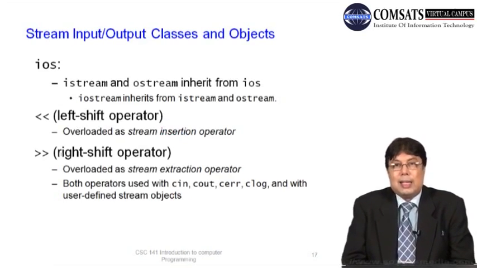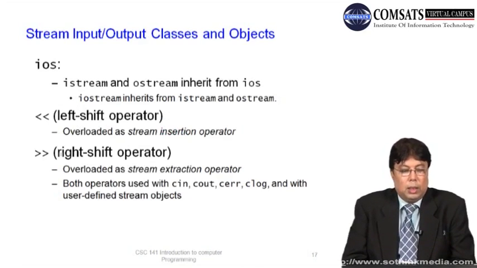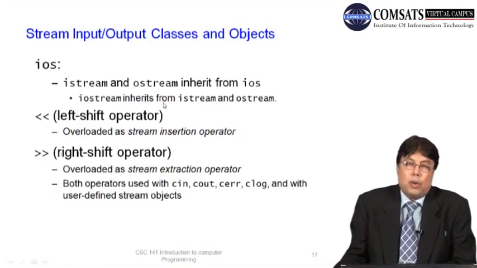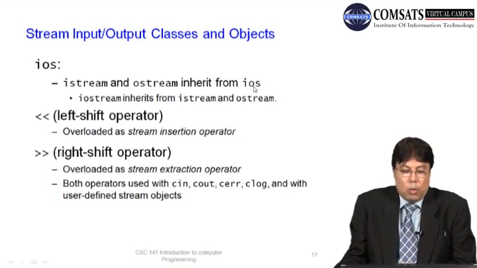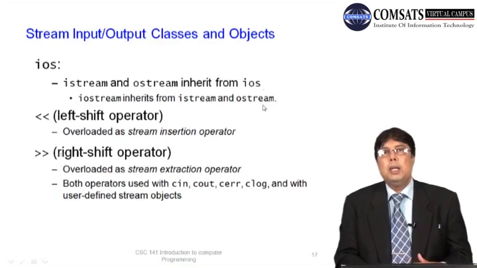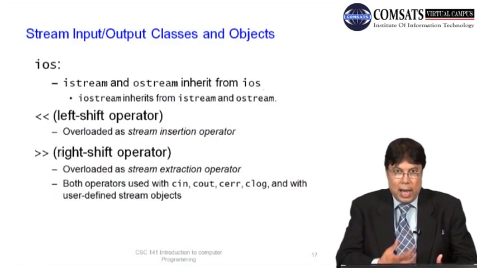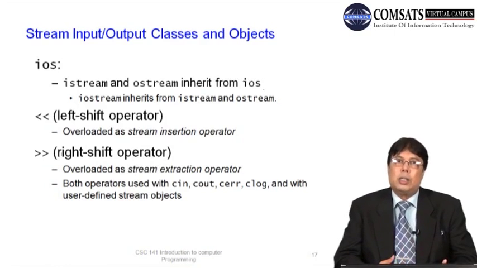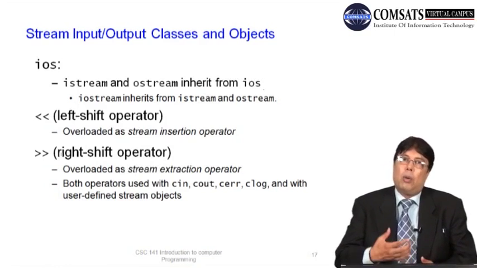Stream input output classes and objects. So input output stream, ios, is basically input stream and output stream, istream and ostream, that are inherited from ios, input output stream. So this iostream inherits from the input stream and output stream. Inherit means to extract, to inherit. In Urdu we say akhaz karna, meaning to draw the definition, to draw the details that is inherited from something.